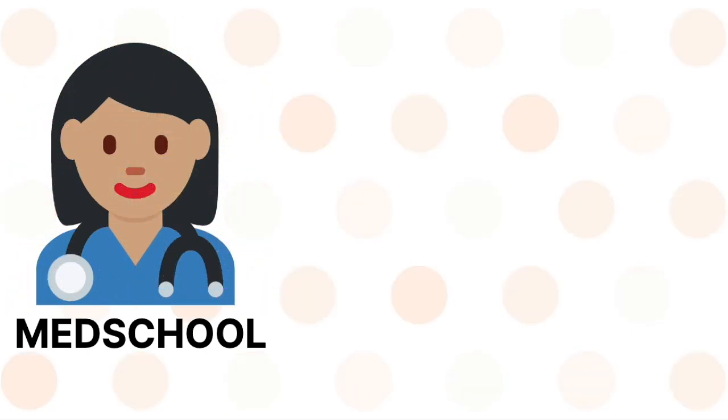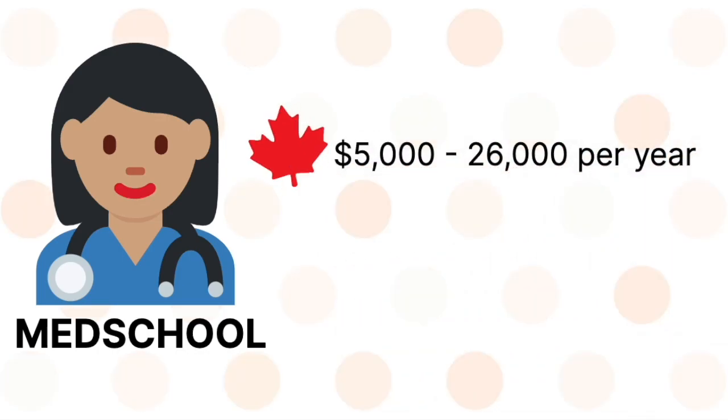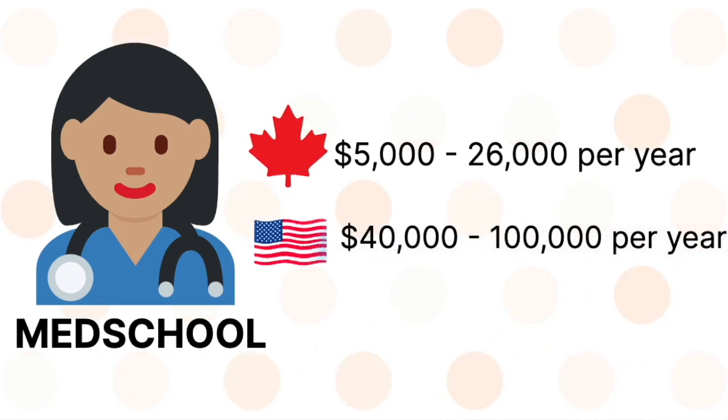Now, what kind of costs should you be expecting? In Canada, med school fees range anywhere from $5,000 up to $26,000 per year. In the US, costs are significantly higher, and you could be looking at $40,000 up to $100,000 per year. So, those were all the major costs that you should be thinking about on your journey to med school.